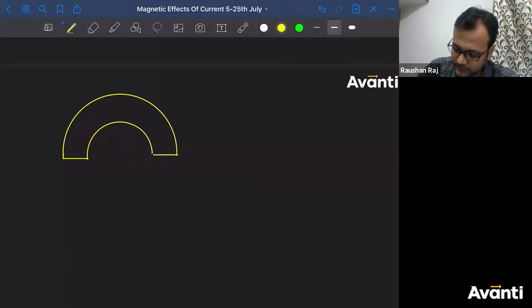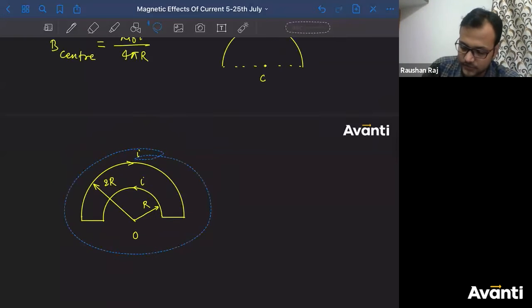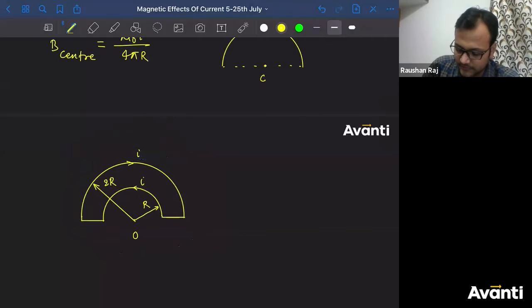All right, guys. This is point O. Current I, the same current, will flow here. This radius is R, and this radius is 2r. Find B at O. For all the cases, I'm going to draw multiple cases here. The question for all of them is: find B at O with the direction.